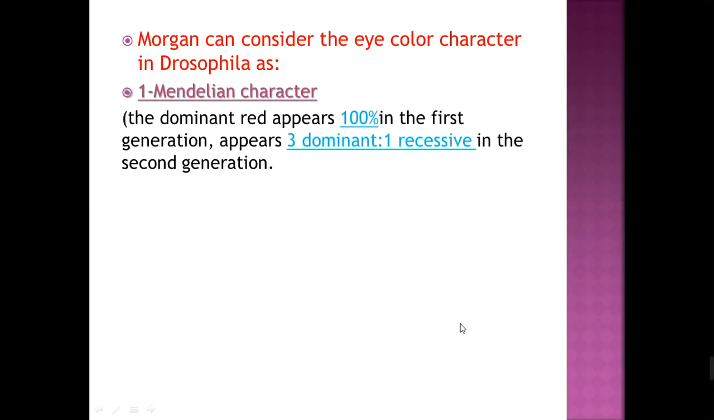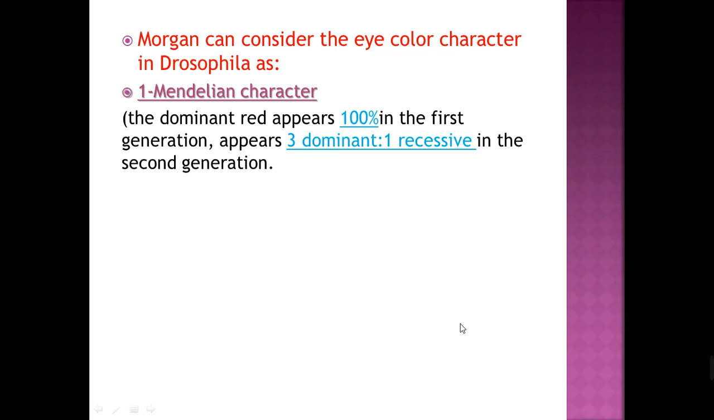Okay. Morgan can consider the eye color character in Drosophila as a Mendelian character. Why? Because 100% of the first generation appears with the dominant character, which is red-eyed color. And when a crossing occurs between them, the second generation will be 3 dominant and 1 recessive. 3 carry the red-eyed color, and 1 of the 4 individuals will carry the recessive character, which is white-colored eye.